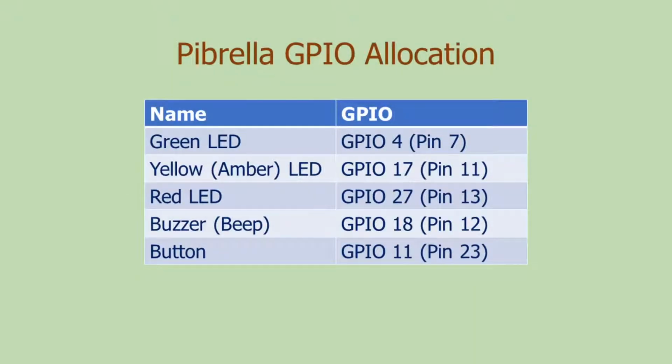Let's have a look at the pin allocation of Pibrella. The green LED is on GPIO 4, which is physical pin 7. The amber or yellow LED is on GPIO 17, physical pin 11. The red LED is on GPIO 27, physical pin 13. The buzzer is on GPIO 18, physical pin 12. And the button is on GPIO 11, physical pin 23.